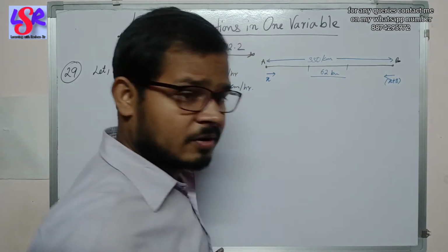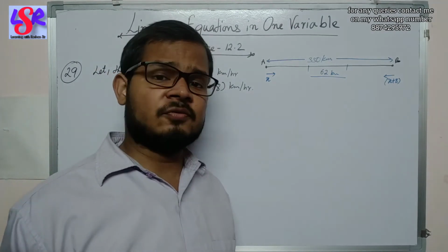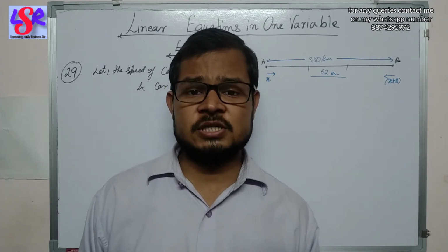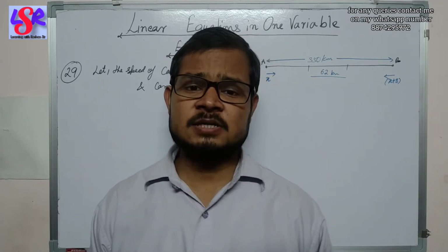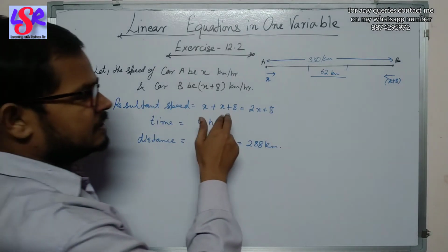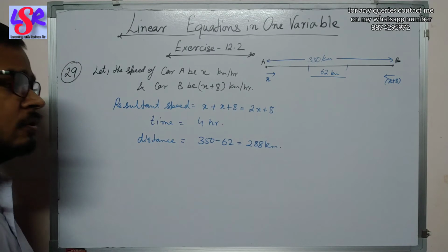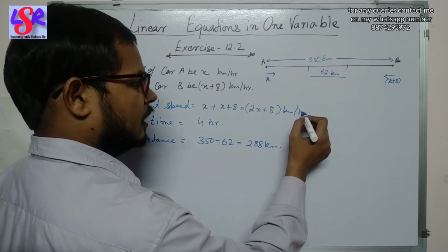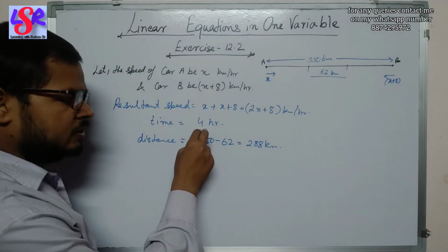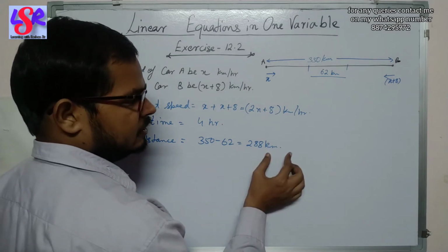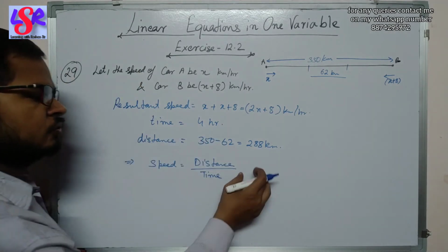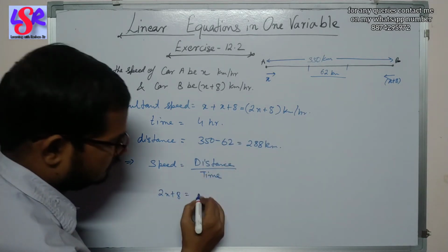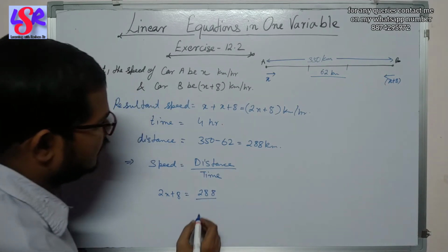This means they have covered 288 kilometers in 4 hours. Their resultant speed will be the sum of the speeds of both cars as they are moving towards each other. So resultant speed is x plus x plus 8, that is 2x plus 8 km per hour. And the time is 4 hours to cover the distance of 288 kilometers. We can write this as speed equals distance upon time. Here the speed is 2x plus 8, the distance is 288 kilometers and the time is 4.